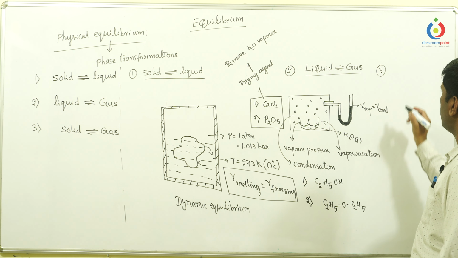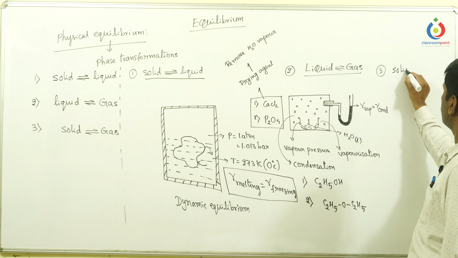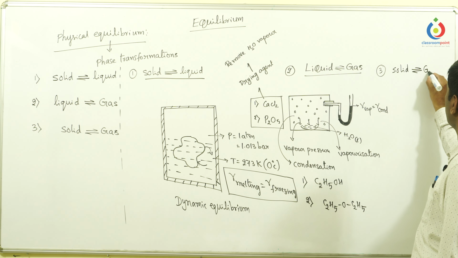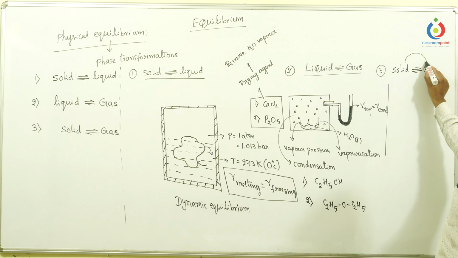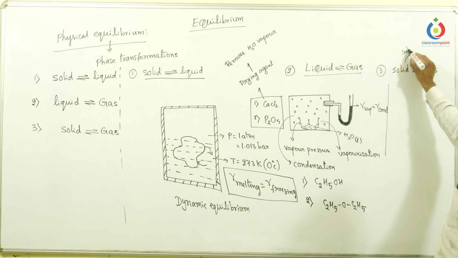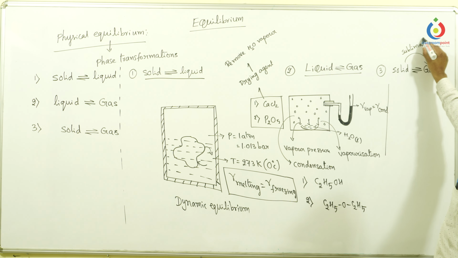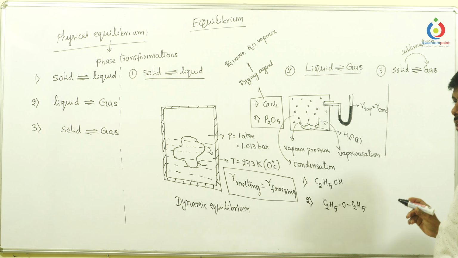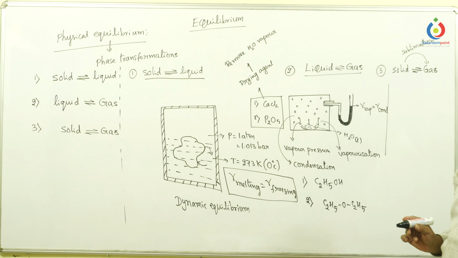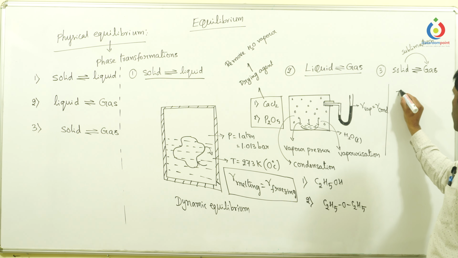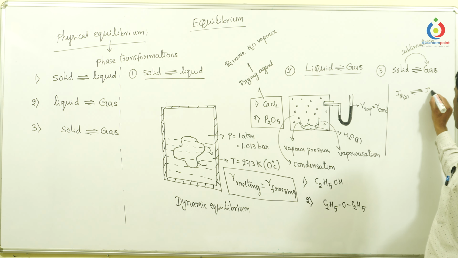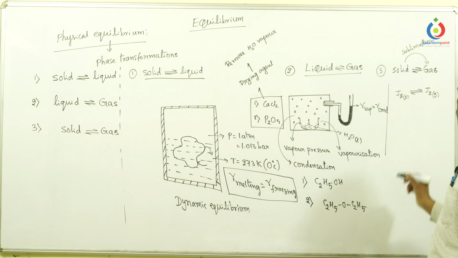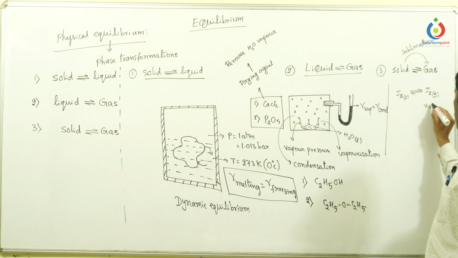And the third one is solid-gas equilibrium. So how to observe the solid-gas? Conversion of a solid directly into a gas is called sublimation. That means this concept is applicable only to sublimable compounds. For example, if you take iodine, solid can convert into iodine in gas state. Iodine in gas state has a violet color.